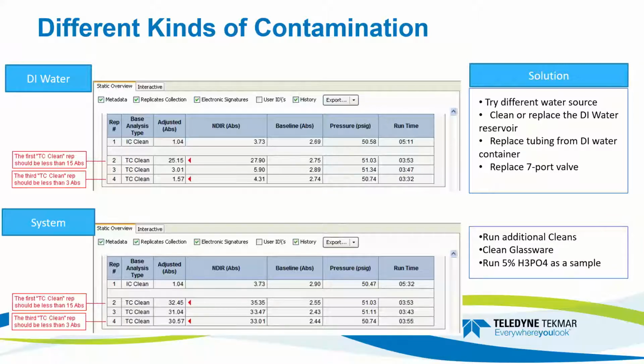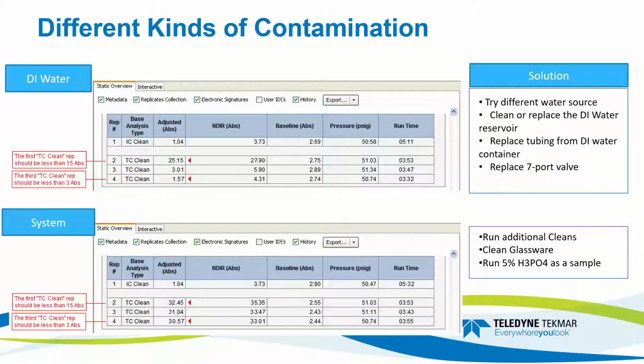Now, when we start looking at the other system down below, kind of like what I said, where it's not cleaning up, we're going to have to run additional cleans to see if that does clean up the system. Maybe we need to clean the glassware, or even we might need to run some acid through the system to help clean it up in different spots in different locations.